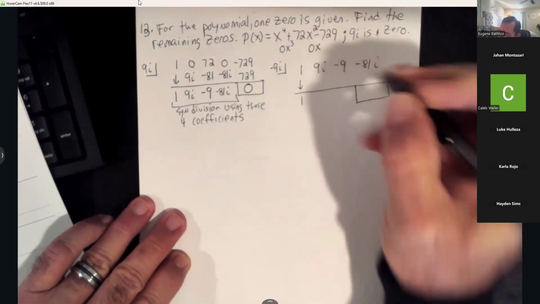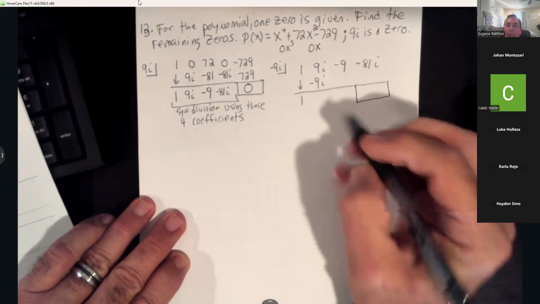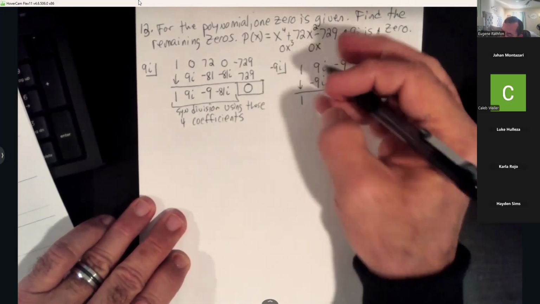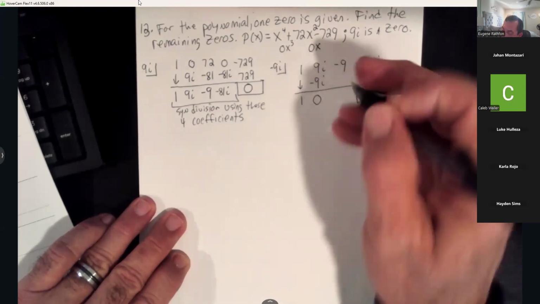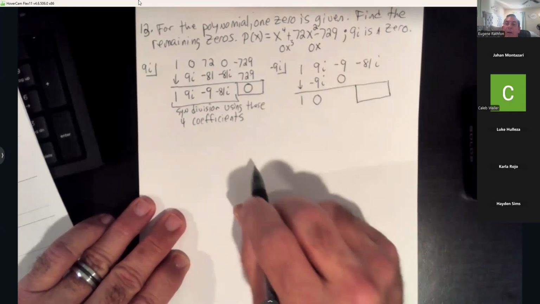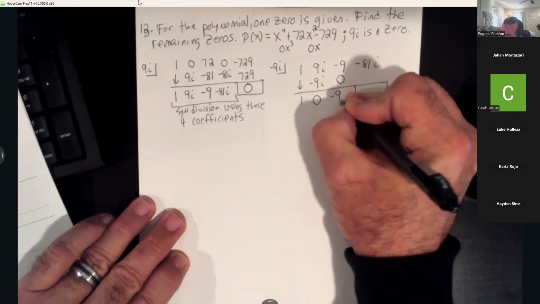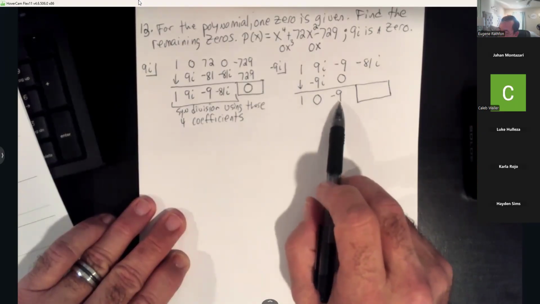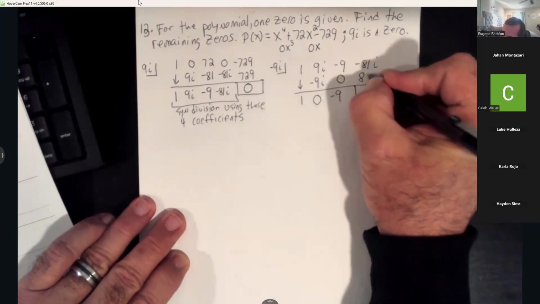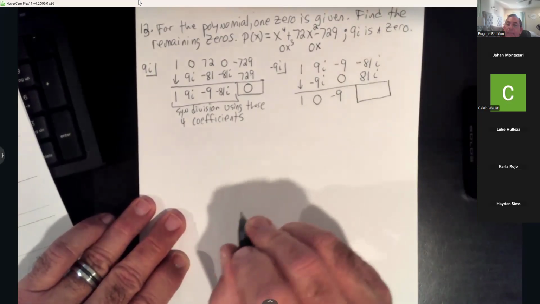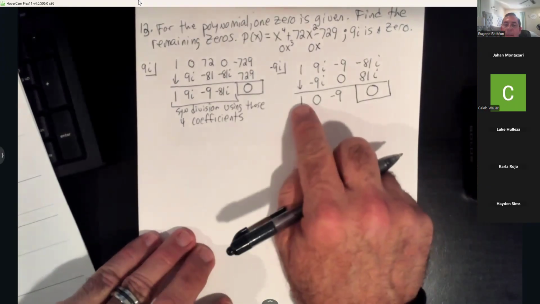All right, y'all, so here we go. Bring the 1 down. 1 times negative 9i is negative 9i. 9i minus 9i is 0. 0 times negative 9i is 0. Negative 9 plus 0 is negative 9. And y'all look here. Negative 9 times negative 9i is a positive 81i, which gives us a 0 remainder.